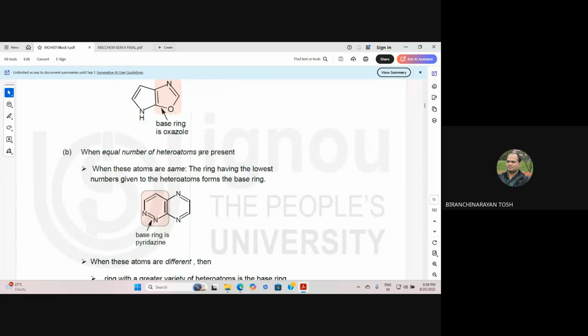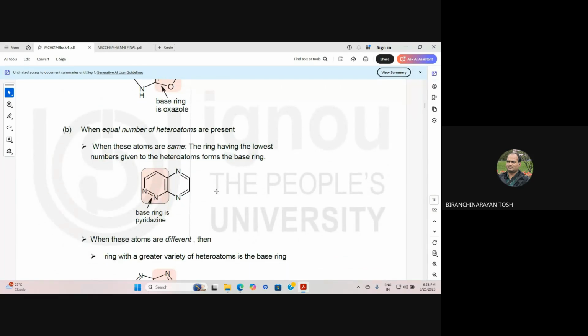If an equal number of heteroatoms are present and these atoms are the same, the ring having the lowest number given to the heteroatom will be the base ring. So we start from here: 1, 2, 3, 4, 5, 6, 7, 8. The lowest locant is 1, 2. If you start from here, then it is 1, 4, so it is not the lowest locant. So the lowest locant is 1, 2, and pyridazine is the base ring.